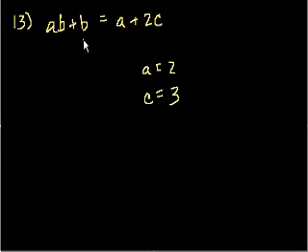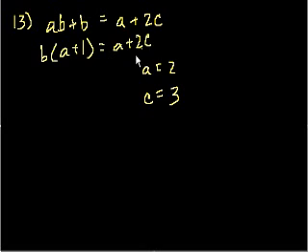A real quick thing that we can do just to simplify things is factor the b out of this side. And what do I mean by factoring out a b? We'll divide both of these terms by b, and you get b times a plus 1 is equal to a plus 2c. Let me box this out so you don't get confused.